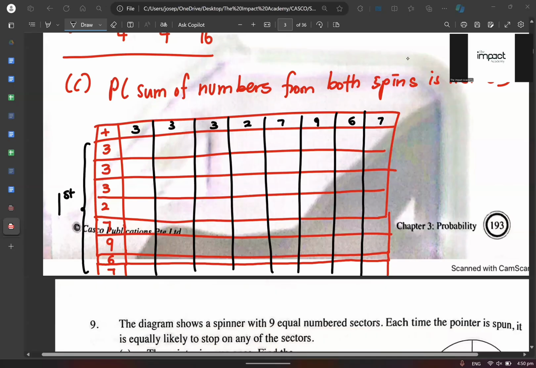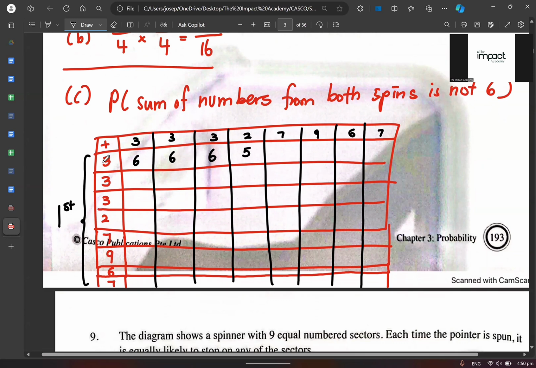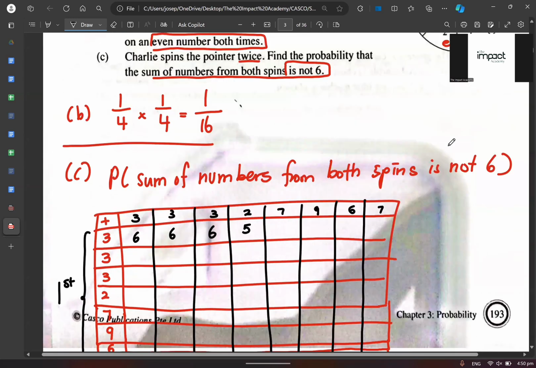Alright, you see? 3, 3. Yes, right? 6. Agree so far? Why 6? Because 3 plus 3, right? 6 again, right? 5. Agree or disagree? 3 plus 2 is 5, right? So your job is to make sure that it's not 6.